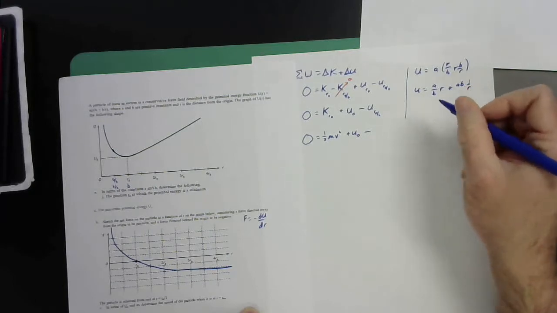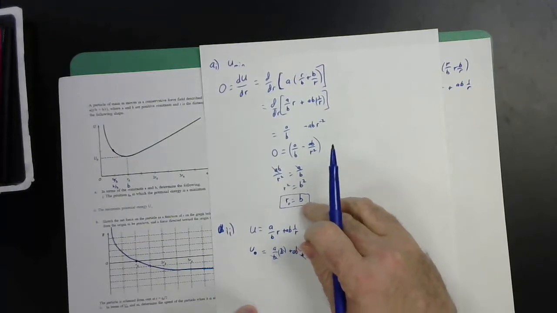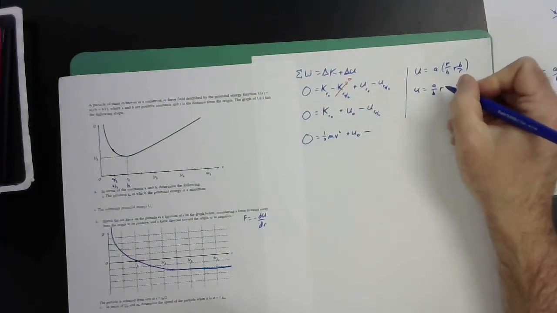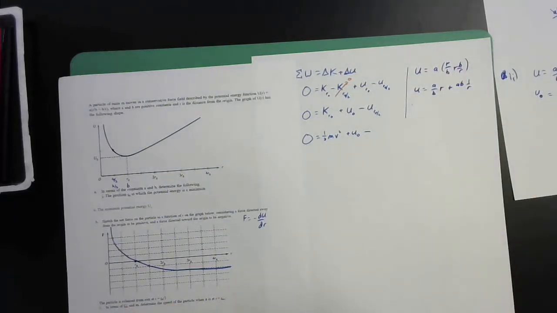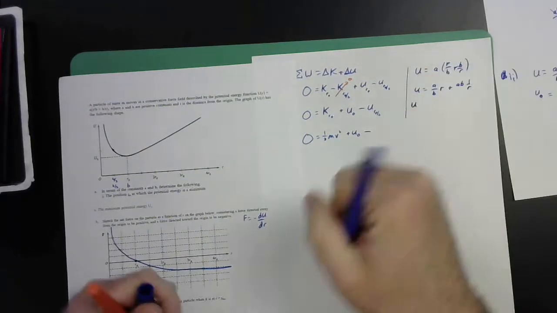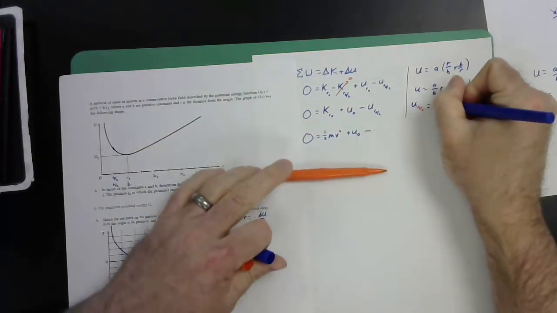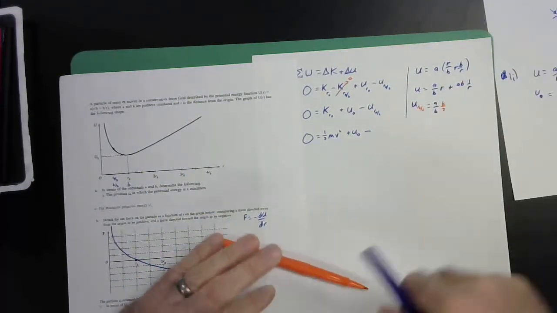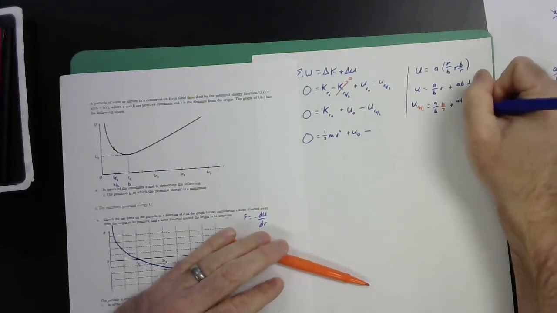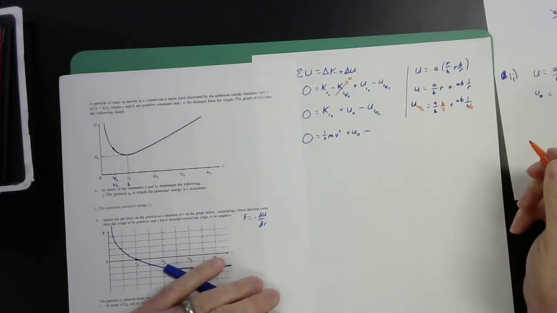Now, we remember that R naught came out to be B, and we're supposed to be looking at R naught over 2. That'll just be B over 2. So I'm going to plug B over 2 in for R. So my U at R naught over 2 is going to be equal to A over B times B over 2, plus AB times 1 over B over 2.